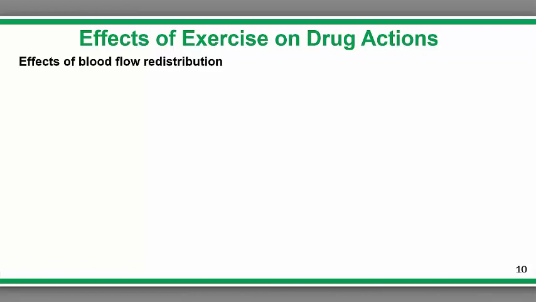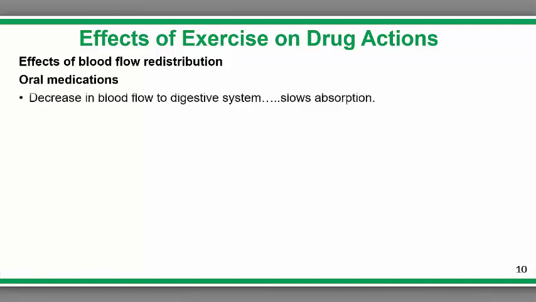So to summarize the effect of exercise on drug actions, as it pertains to oral medication, we see that there is a decrease in blood flow to the digestive system with exercise. Blood flow does not stop, it just decreases. And as it decreases, that will tend to have the effect of slowing the movement of the drug from the small intestine and stomach into the cardiovascular system.